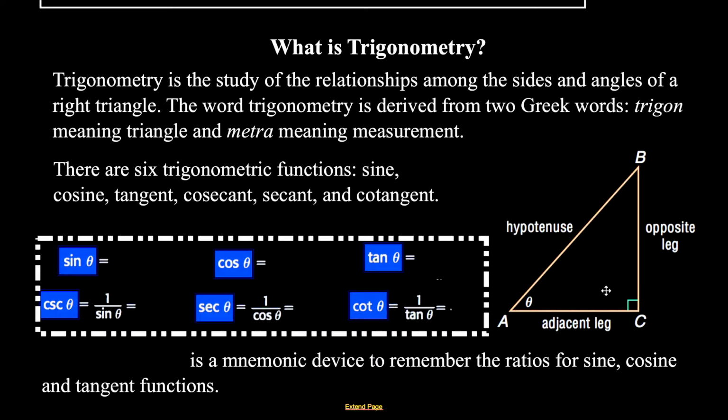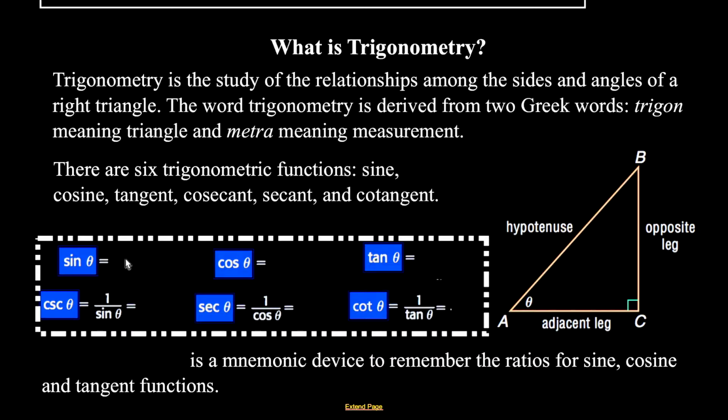Basically, in any right triangle, we have 2 legs and a hypotenuse. And depending on where your reference is, what angle you're at, so if we're down here at angle theta, this is a Greek letter called theta, also called angle A down here. This leg would be the opposite leg. This leg is the adjacent leg, and then the hypotenuse is always the longest one, which is opposite the right angle.